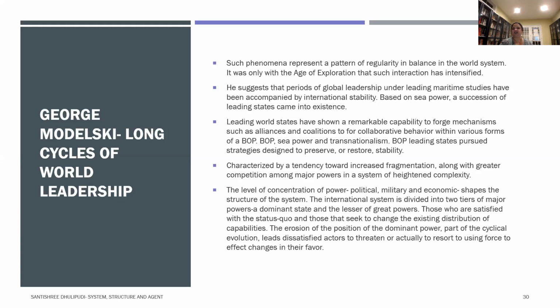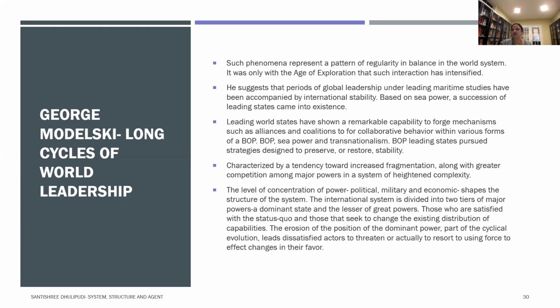Based on sea power, a succession of leading states came into existence, like Great Britain, the Dutch, and many of the European powers. Leading world states have shown a remarkable capability to forge mechanisms, alliances and coalitions for collaborative behavior with various forms of balance of power. Leading states pursued strategies designed to preserve or restore stability, characterized by a tendency towards fragmentation, along with greater competition among major powers in a system of heightened complexity.